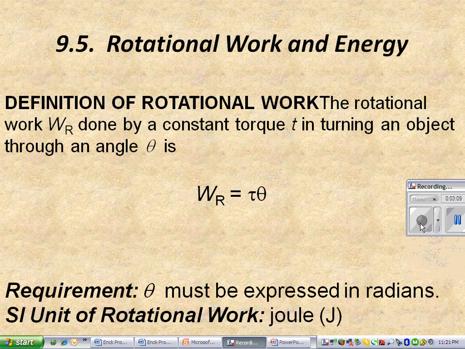Another section of the textbook talks about rotational work and energy. The definition of rotational work is that work done by a constant torque in turning an object through an angle theta has the equation work equals torque times theta. Instead of work equals force times distance, we have work equals torque times angular displacement. Theta must be in radians, and work ends up being measured in joules.